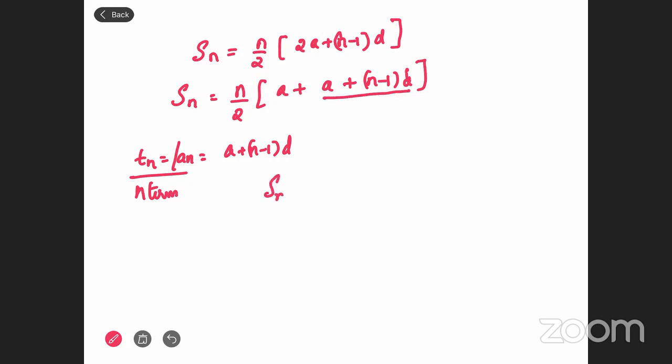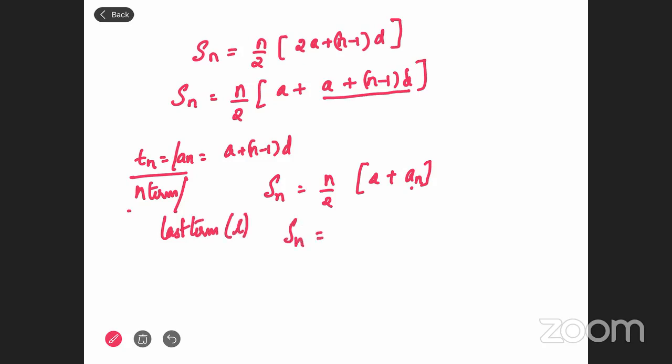So can I write Sn in the form of n upon 2 into a plus an? So an is the nth term. If it is the nth term, can I call that the last term too? If I represent the last term with the letter L, can I represent Sn as n by 2 into a plus L? So this is the sum of n terms of an AP.